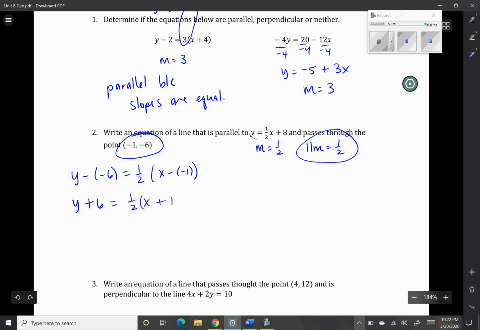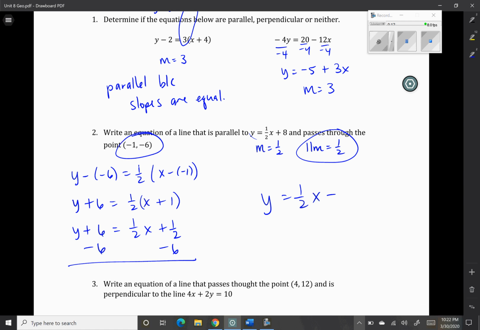So we have this going for us. Do some distributing. So I have y plus 6 equals 1/2 x plus 1/2. If I then subtract 6, we get y equals 1/2 x minus, if you do this in your calculator, you're going to get -5.5. That's fine. I personally like fractions better, so I'm going to put 11/2.